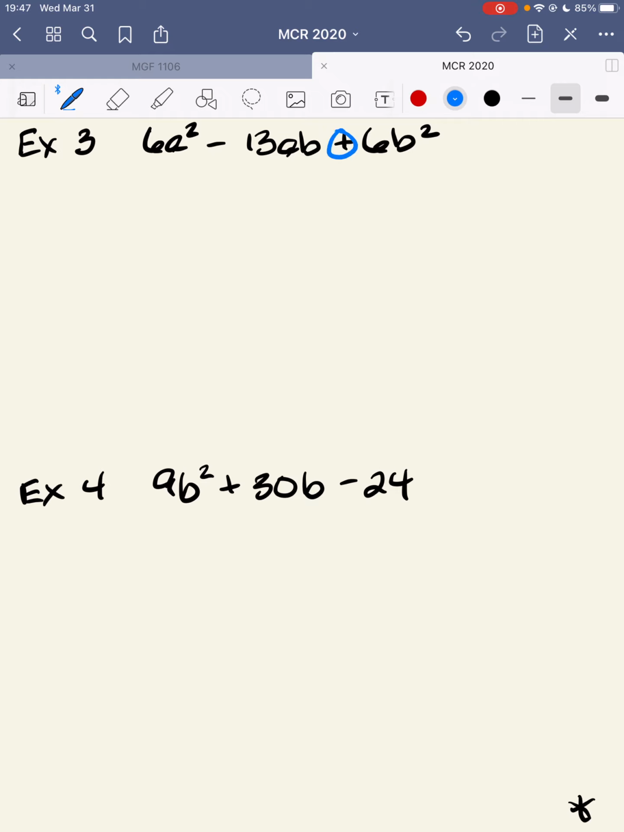Now my plus is here, so I have 2 of the same sign. So I'm adding to get my middle term. That's going to be important. And both of them in this case must be negative.